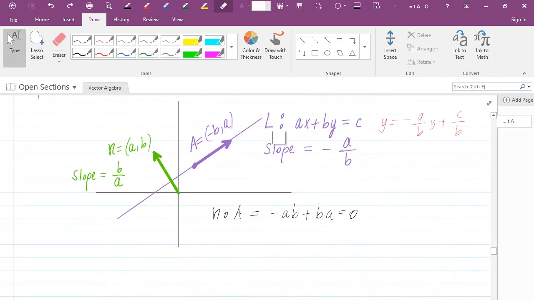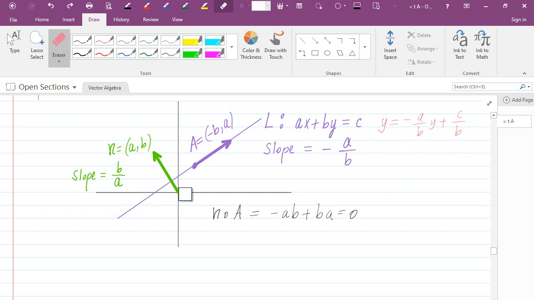Okay, so we have the straight line L. It has the equation ax plus by equals c. And if I solve for y, I get y equals negative a over b times x plus c over b. Now we see that the slope of the straight line L is then negative a over b.